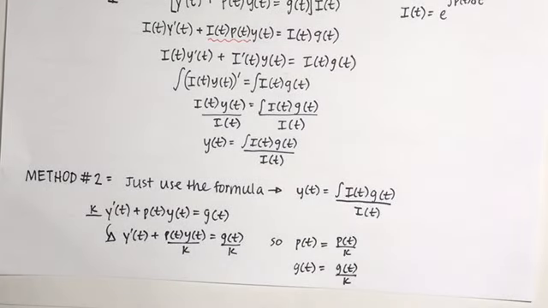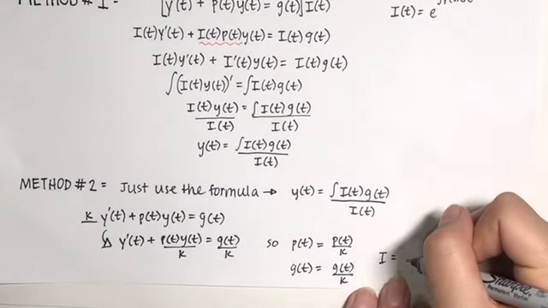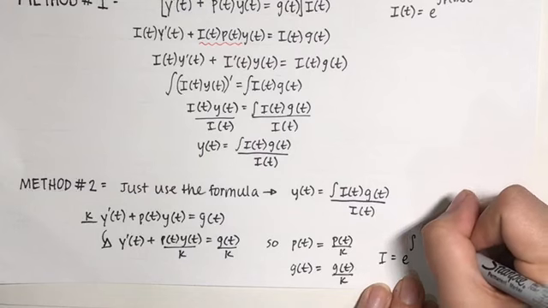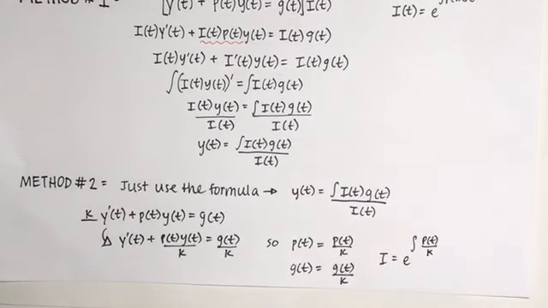p of t is now equivalent to p of t over k, and g of t is equal to g of t over k. Our new integrating factor is I equals e raised to the integral of p of t over k. In the next video, we'll solve a problem using both of these methods.